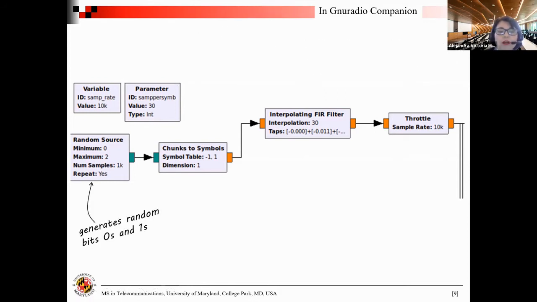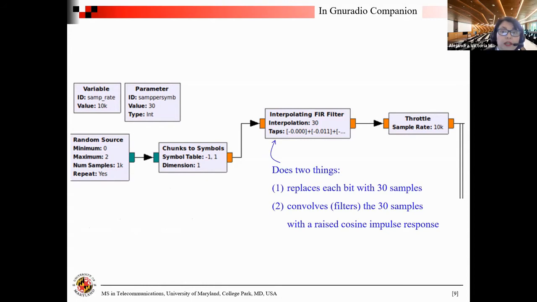So we have the first block, which generates zeros and ones, and maps the zeros to -1s and the ones to ones. The interpolating FIR filter does two things. It replaces each bit with 30 samples, and it convolves the 30 samples with a raised cosine impulse response.